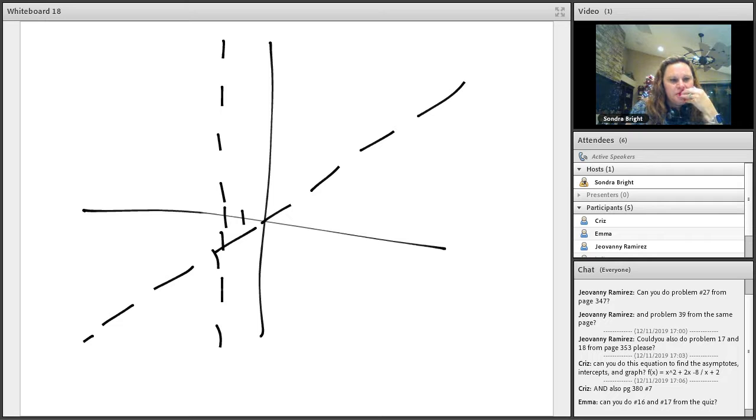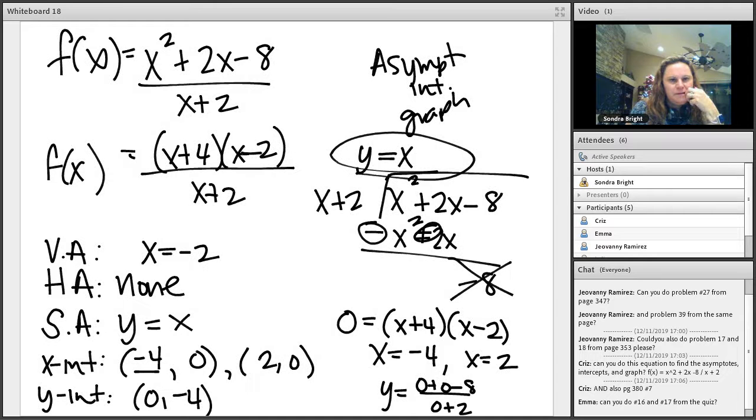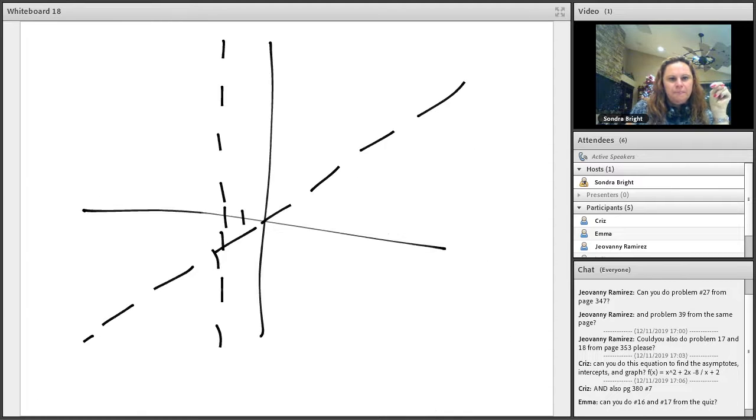What were the, let me go back. The intercepts were -4 and 2, and then -4. Okay. So we've got an x-intercept at -4, 0, and at 2, 0, and the y-intercept I think was -4. Hopefully I'm right on that. So we got those points.